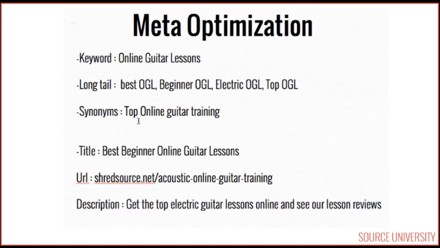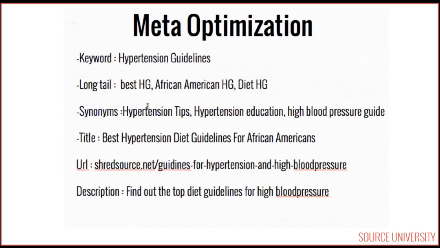Now if we're doing it on the blood pressure site, keyword hypertension guidelines, long tail: best hypertension guidelines, hypertension guidelines for African Americans. Something that popped up in there. It's nothing to do with race or anything. It's just something that popped up in the keyword, and it gets good search volume. Right here, diet hypertension guidelines. Synonyms to it: hypertension tips, hypertension education, high blood pressure guide. So if we want to go in and work this in, title: best hypertension diet guidelines for African Americans.